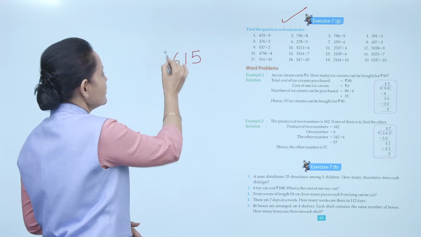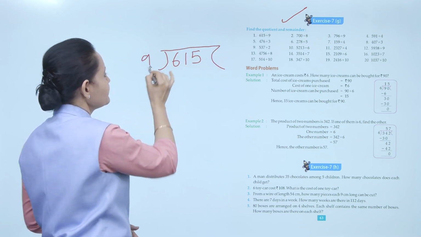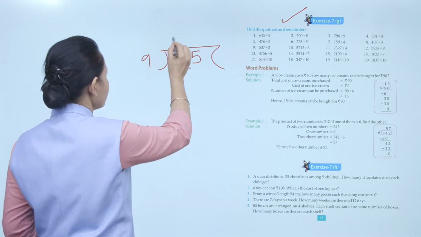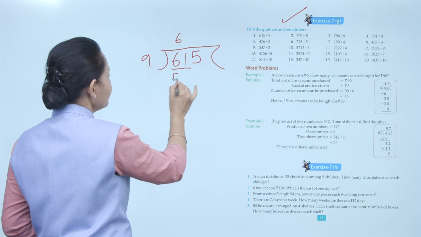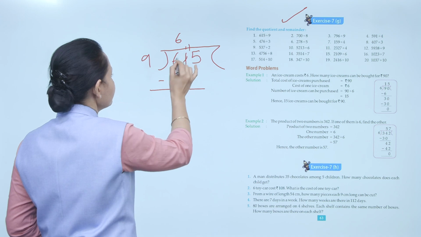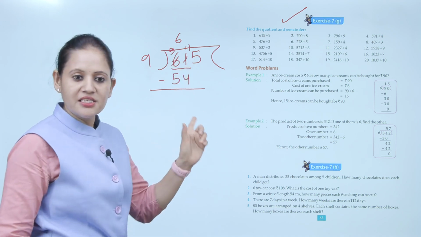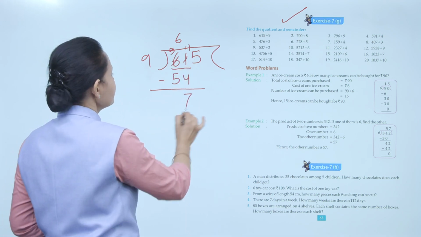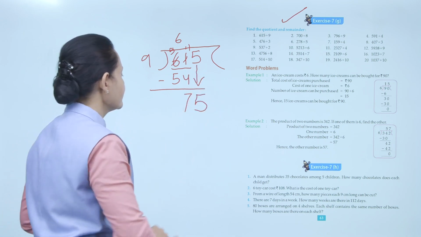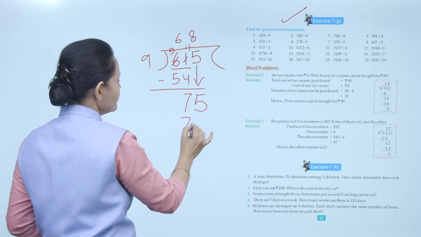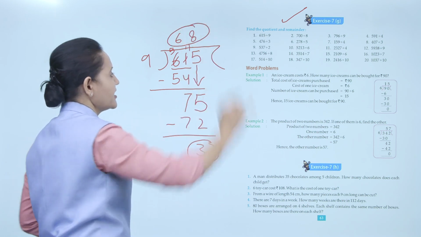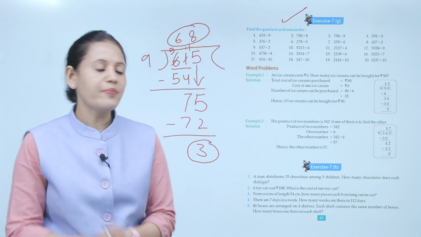615 divided by 9. So 61 लेते हैं. 9 6s are 54. Subtract करेंगे 61 minus 54, that is 7. Now we'll note down next number. 9 8s are 72. 3. So 3 is our remainder and 68, that is our quotient. Clear? Next, word problems.